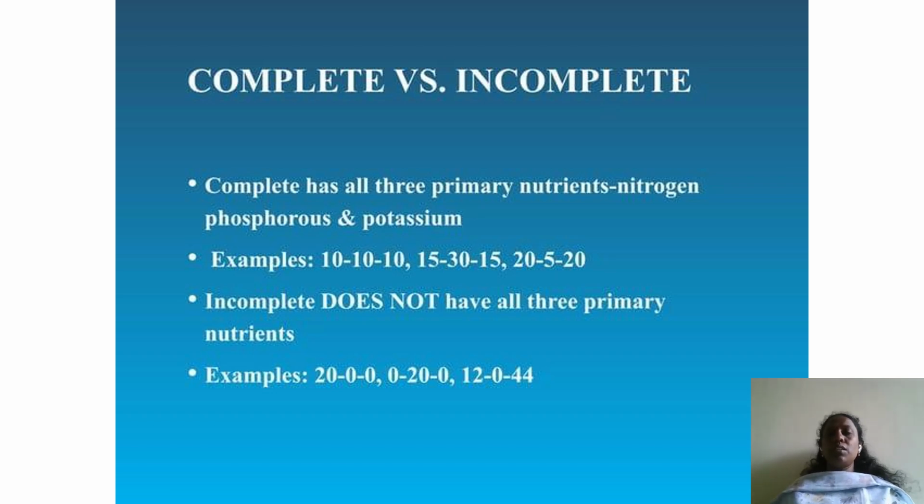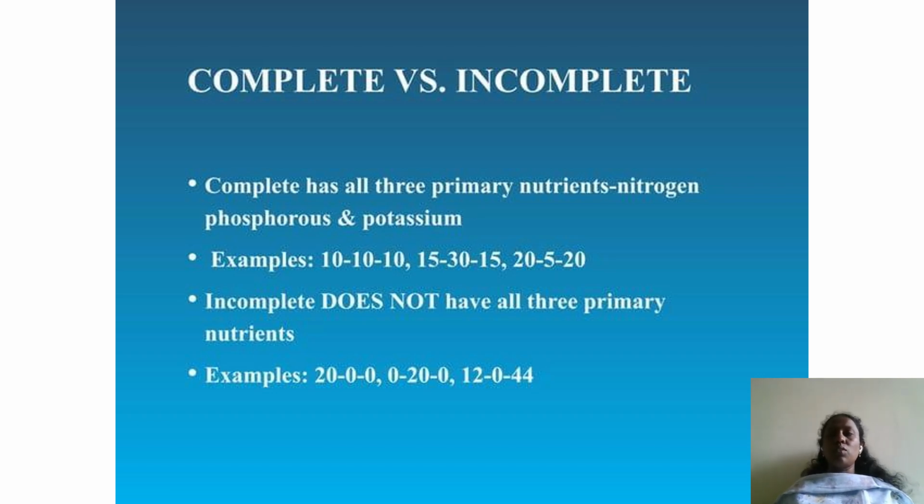So you have two different forms of fertilizer: complete and incomplete. Complete will have all three types of primary nutrients: nitrogen, phosphorus, and potassium. For example, it could have a ratio like 10:10:10 or 50:50. These are the combinations of these basic primary nutrients.